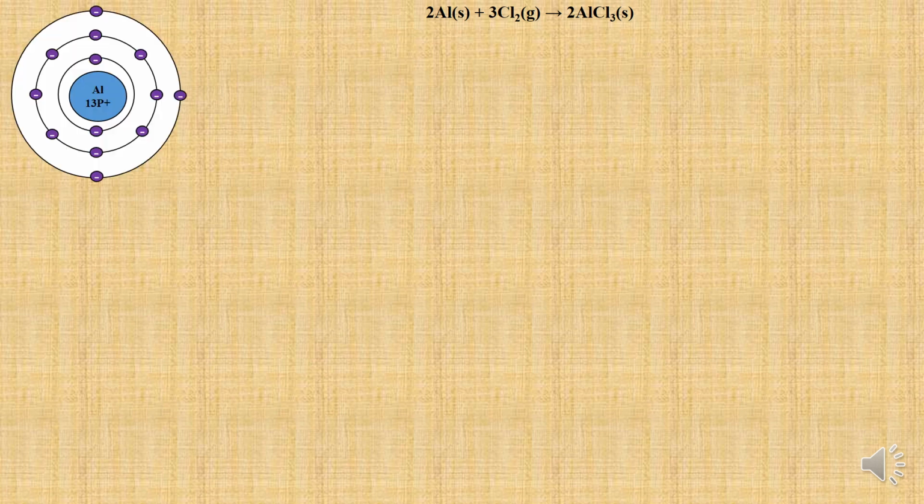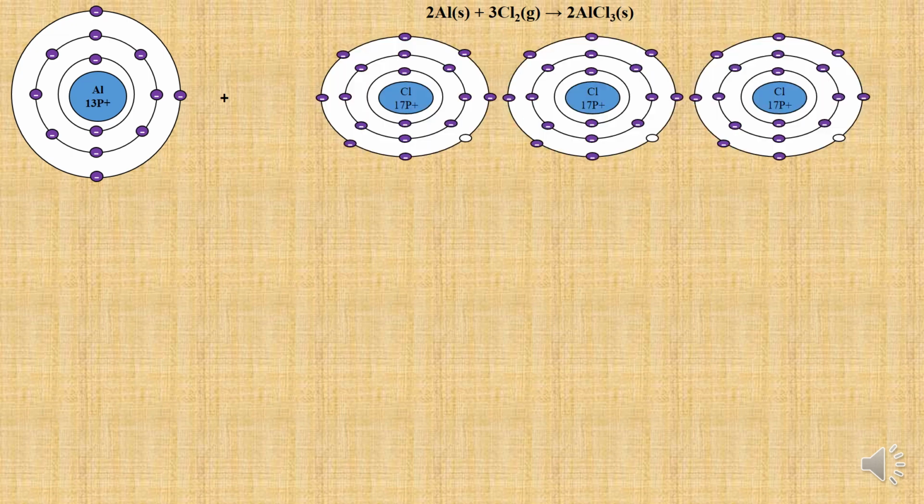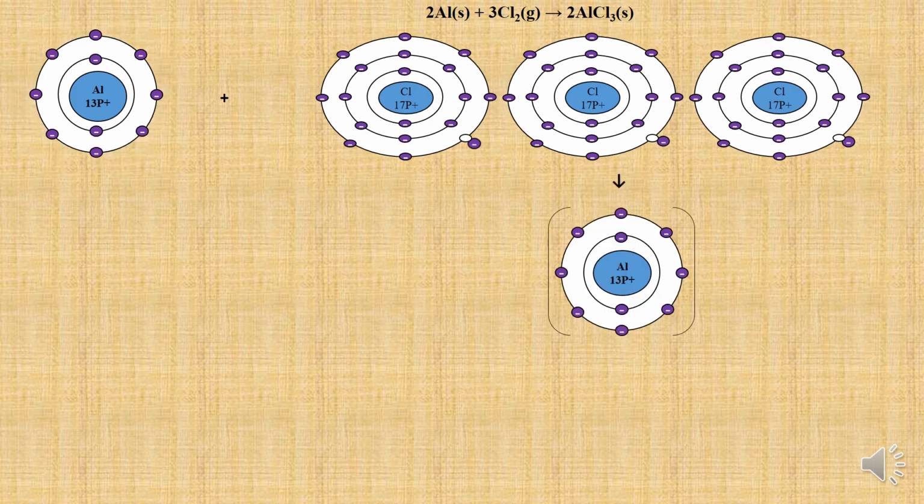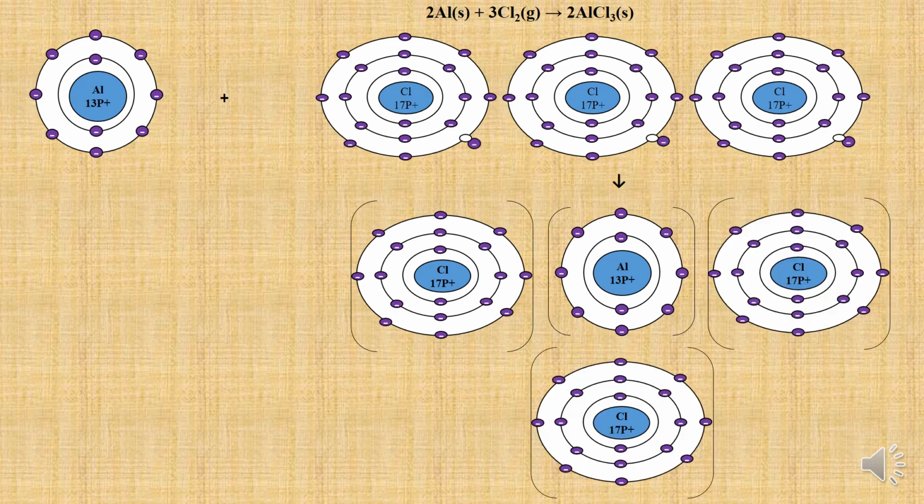One more example: formation of solid aluminum chloride from solid aluminum and gaseous chlorine. Aluminum has 3 valence electrons and therefore it reacts with 3 chlorine atoms. It loses 1 electron to each chlorine atom, and these 3 electrons will be only from the valence shell. And this results in formation of the stable compound aluminum chloride.